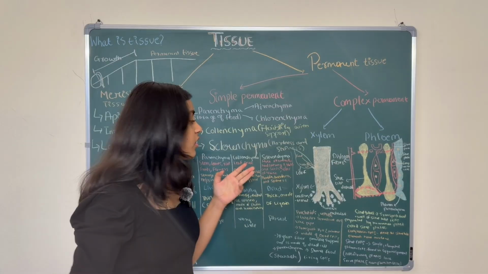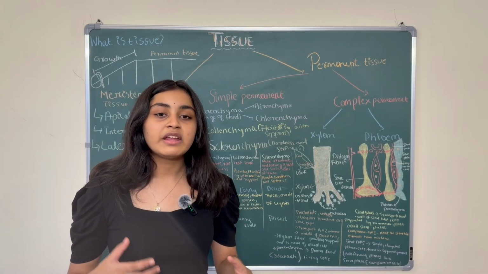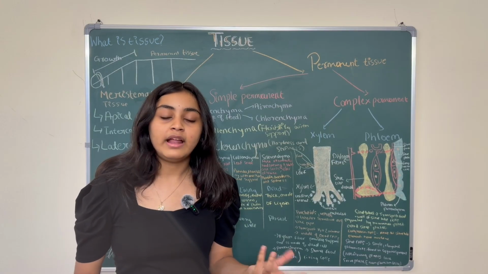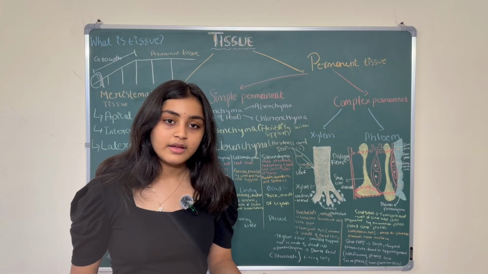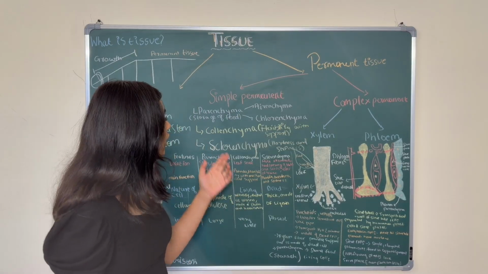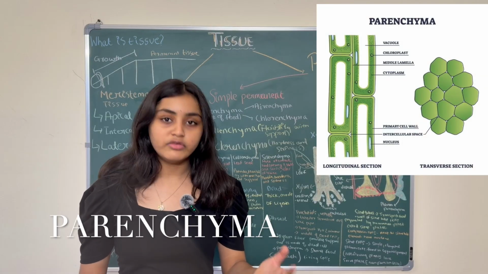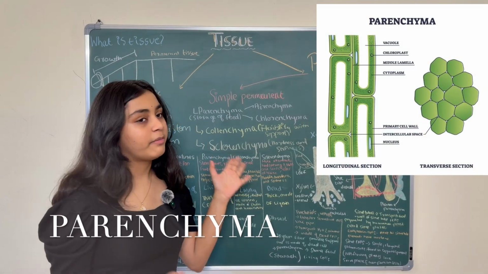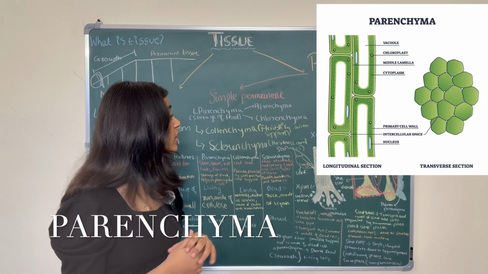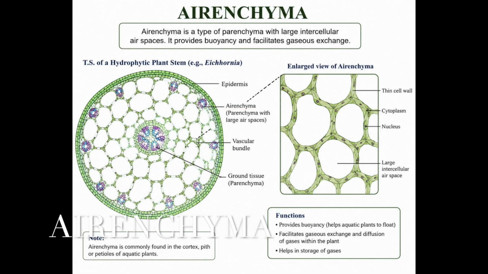Now we will look at all these three and their location where they are present, their main function, their cell wall, and the intercellular spaces between them, and examples of where they are found. Now, moving on to parenchyma. The main role of parenchyma is to store food. Parenchyma is again divided into two, as I told: aerenchyma and chlorenchyma.